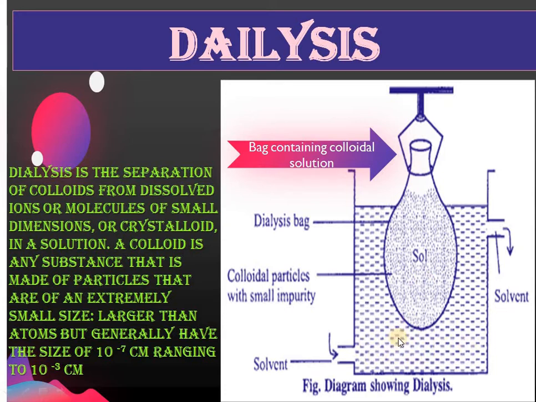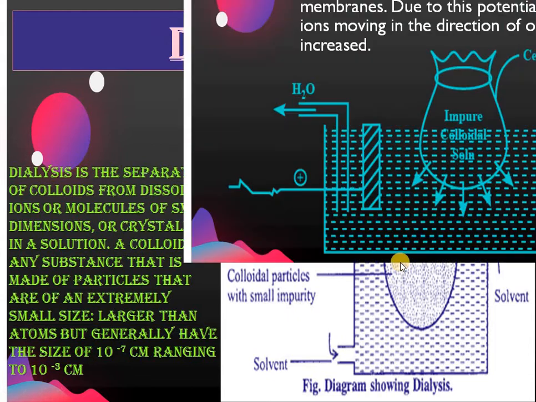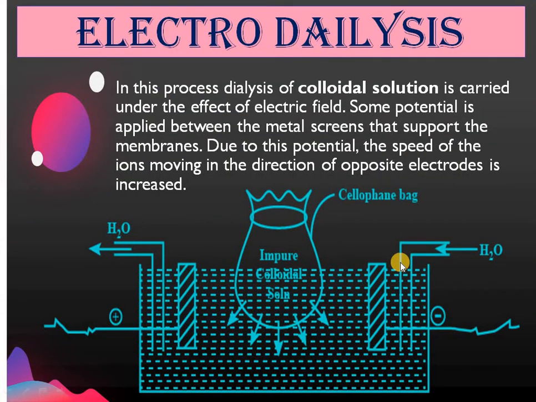Generally we use water. That water dissolves the electrolyte and takes it away from this bag by passing through the semi-permeable membrane, and the colloidal particles, or the colloidal solution, will remain, because we know that colloidal particles cannot pass through the semi-permeable membrane. So you know what dialysis is.